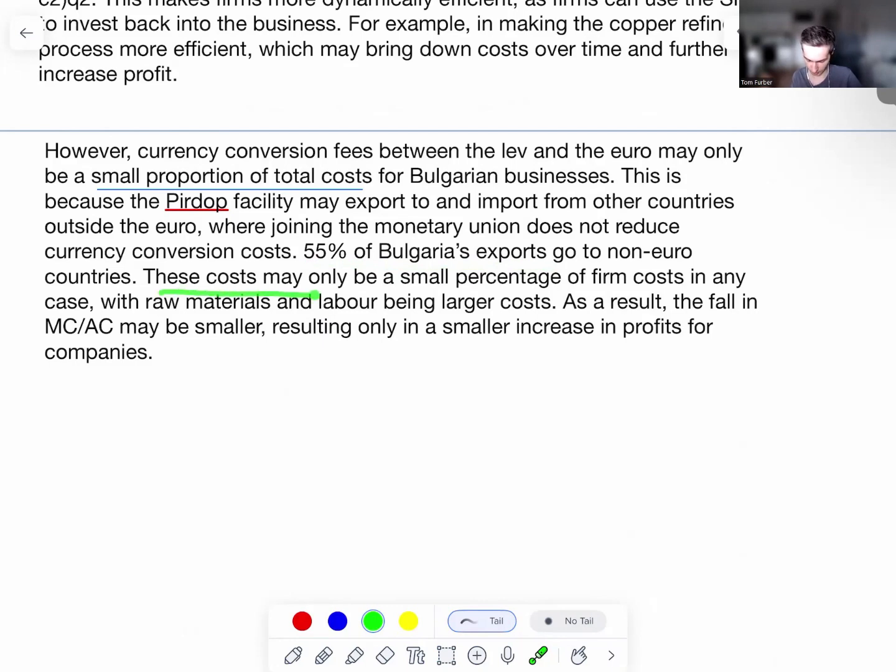And so these costs may only be small percentages of costs in any case, with raw materials and labour likely to be larger costs. So as a result, the MC and AC may fall by a smaller extent, resulting only in a smaller increase in profits for companies. So the key point here is that proportion of total cost point as a key evaluation point.